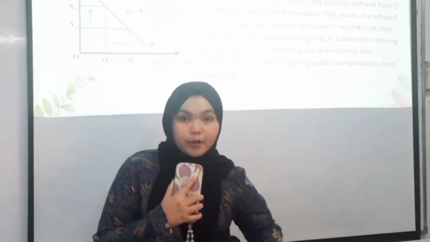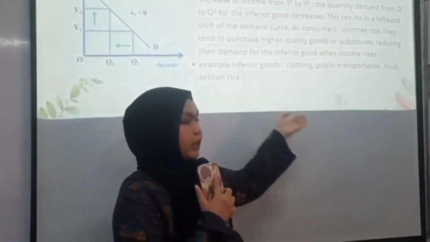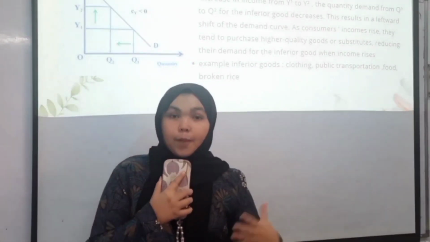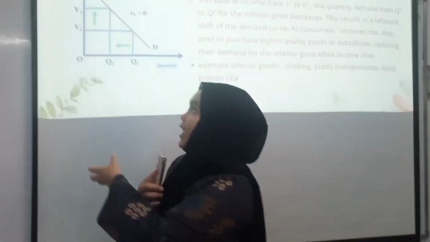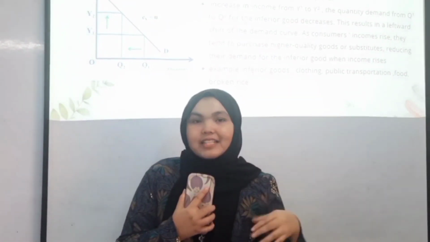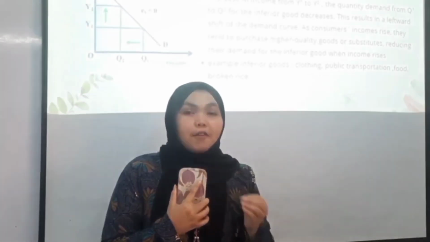For example, inferior goods such as cheap clothing, public transportation, food and broken rice. So this is the answer for product A, and this is the graph for product A when the elasticity is negative 0.9. We determine it as a negative income elasticity, and it is considered an inferior good.